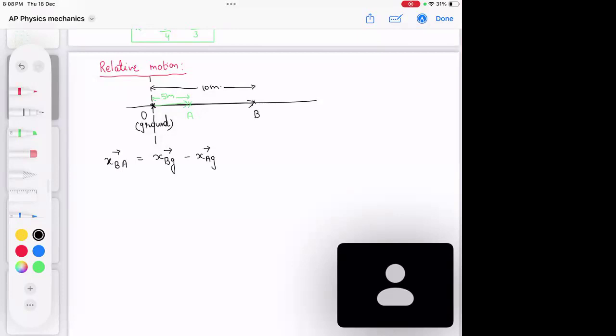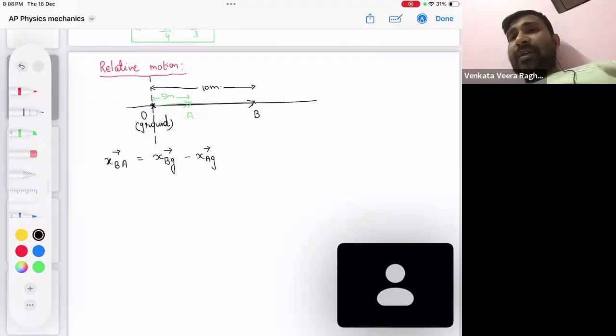Same thing we have done. Position of B with respect to ground is 10. Position of A with respect to ground is 5. And if you write position of B with respect to A, that is coming 10 minus 5. That is the 5.